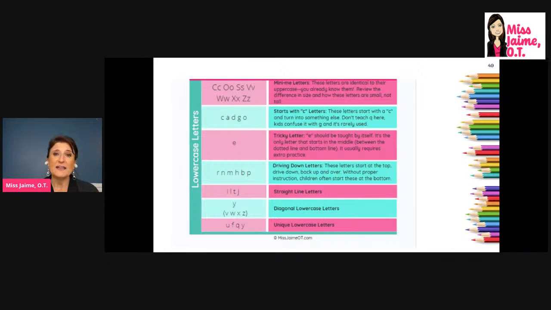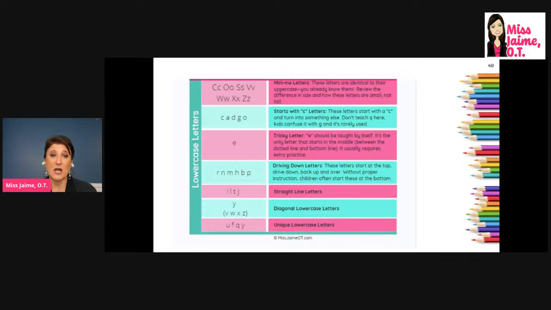E is a tricky guy. He really should be taught by himself. He's the only one that has an extra start spot, but it's really, really frequently used. So it's a good idea to give that guy some extra practice by himself. The driving down letters, I love to use the trampoline trick with these guys. You can use it too. It's in your freebie packet.